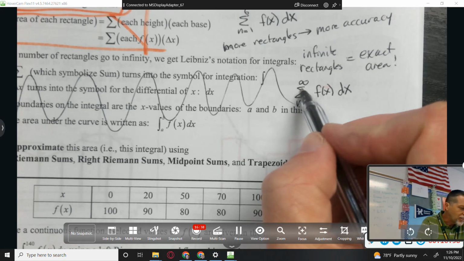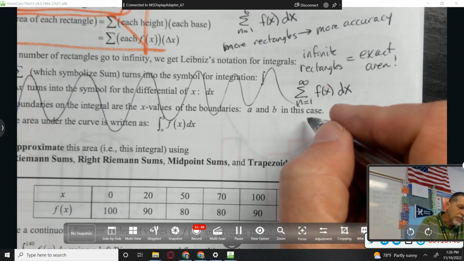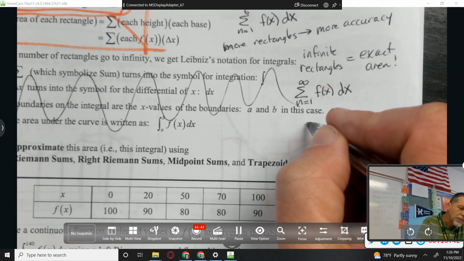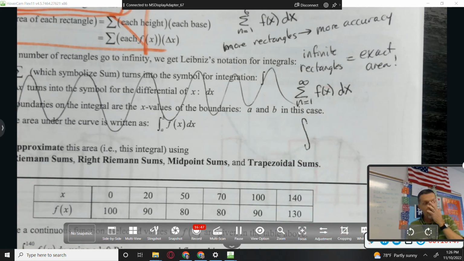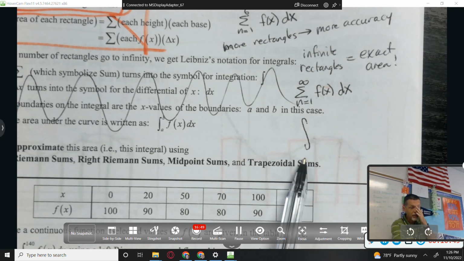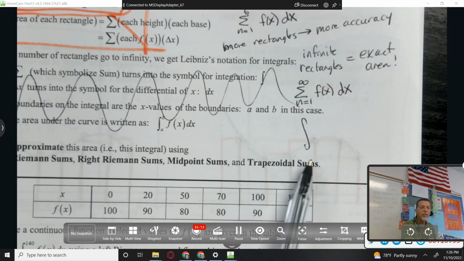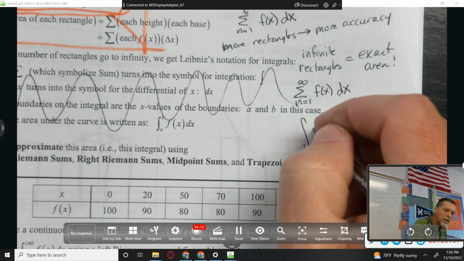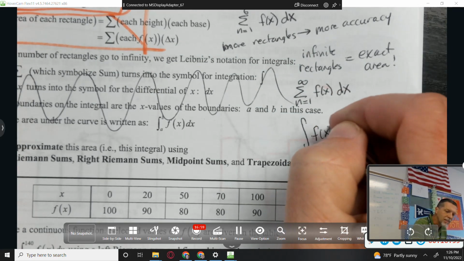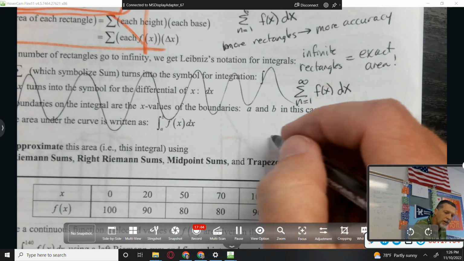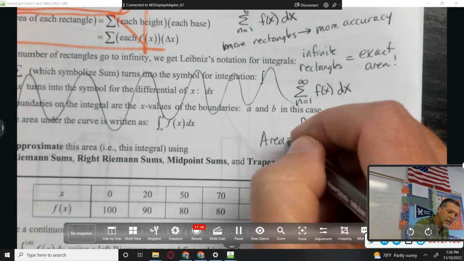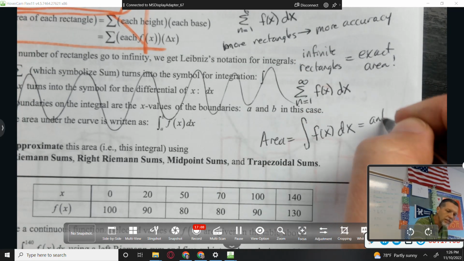And this is a sigma, and another way to write sigma is that this antiderivative sign is an elongated s, which means sum. So if you thought that looks like an s, you're right. That's where it comes from. So we would sum all of the heights times dx, and so our area is an antiderivative.